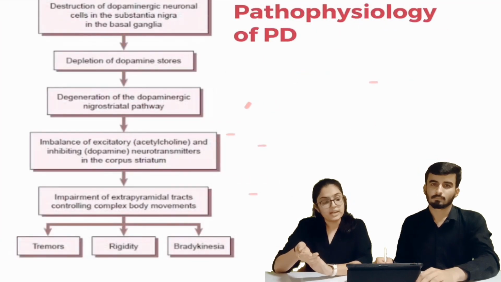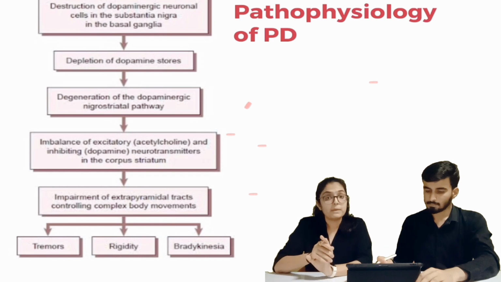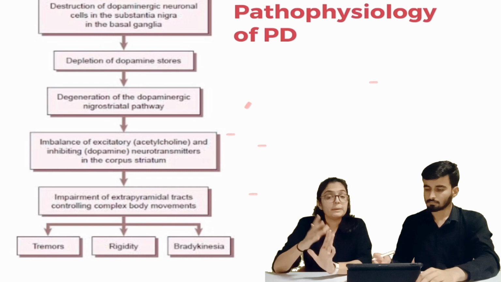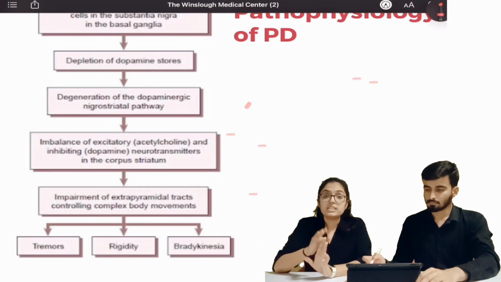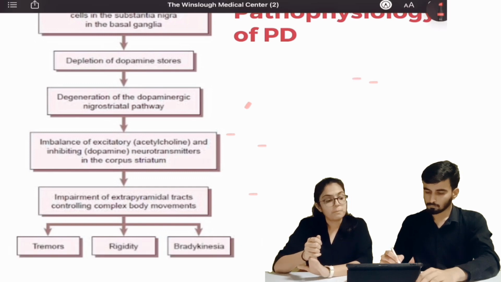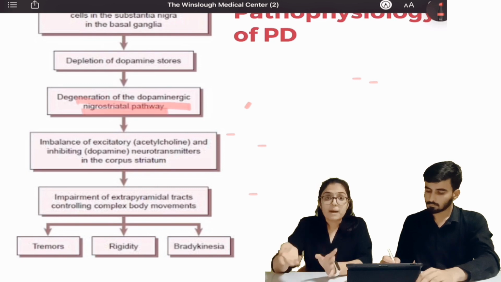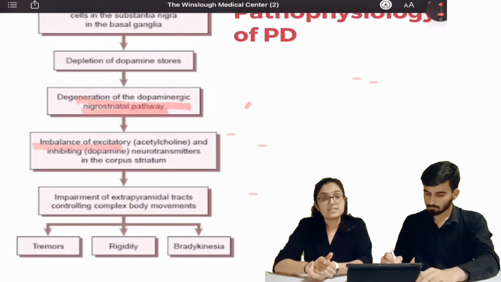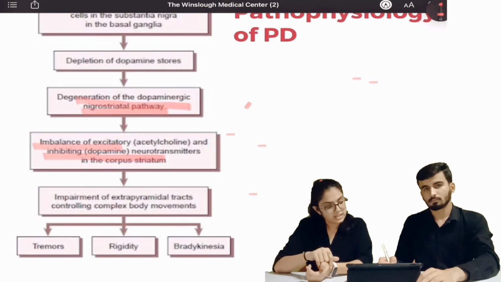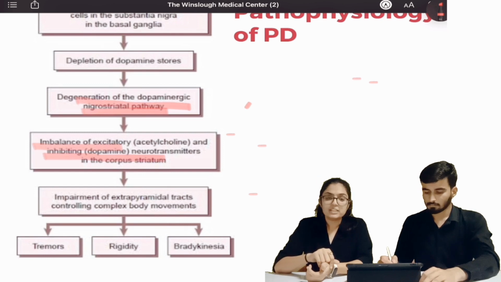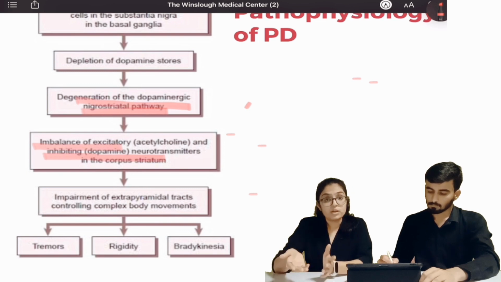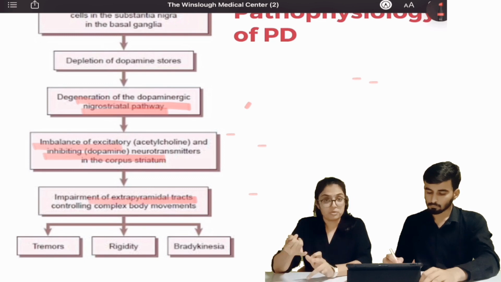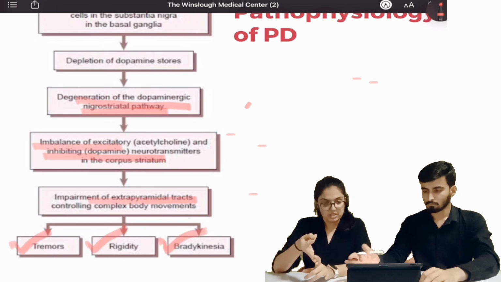In the pathophysiology, you can see there is destruction of dopaminergic neuronal cells in the substantia nigra in the basal ganglia, which causes depletion of dopamine stores, causing degeneration of the dopaminergic nigrostriatal pathway, and which causes an imbalance between the excitatory neurotransmitter, acetylcholine, and the inhibitory neurotransmitter, dopamine, in the corpus striatum. This further causes impairment of extrapyramidal tracts controlling complex body movements, resulting in tremors, rigidity and bradykinesia.